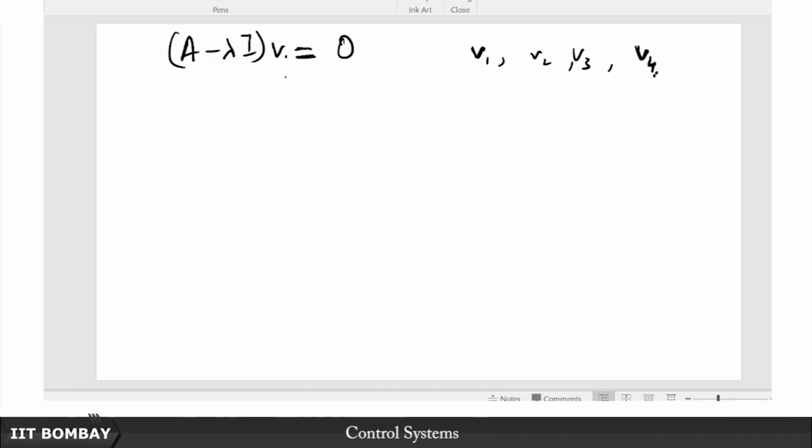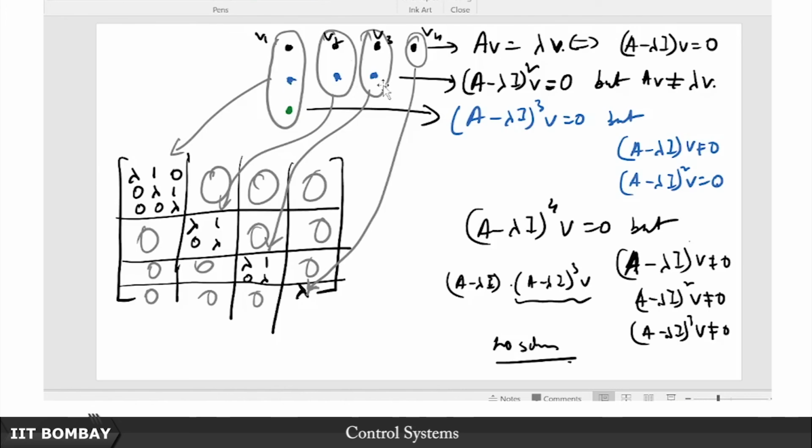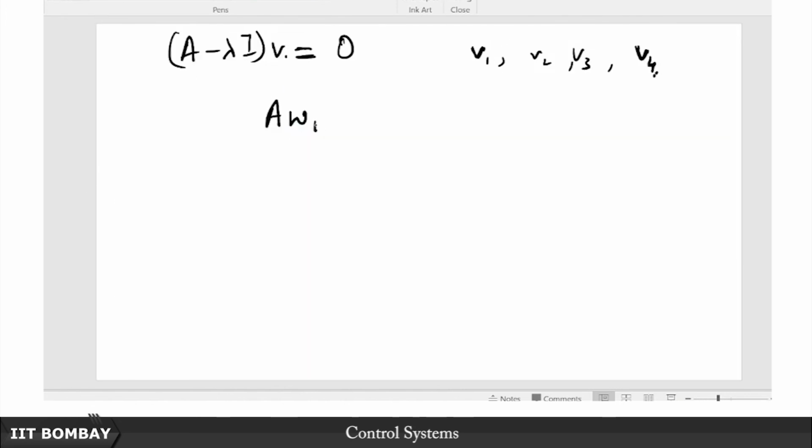So here is what we do. We basically take this second vector in the chain, w1, and we write this as, let us say, v1 plus lambda w1, and ask ourselves, do we have a solution to this?